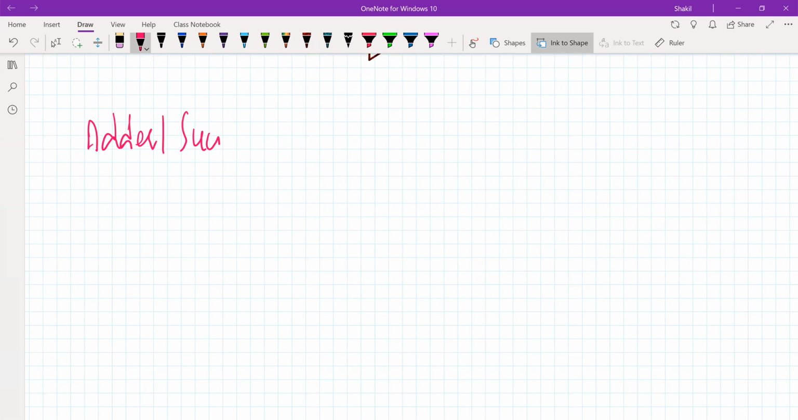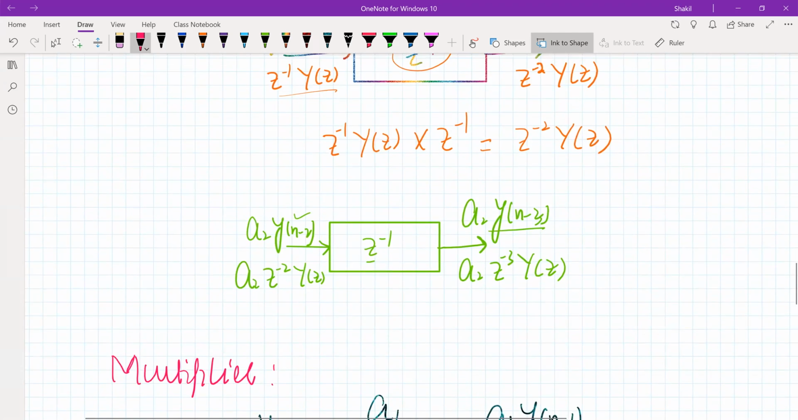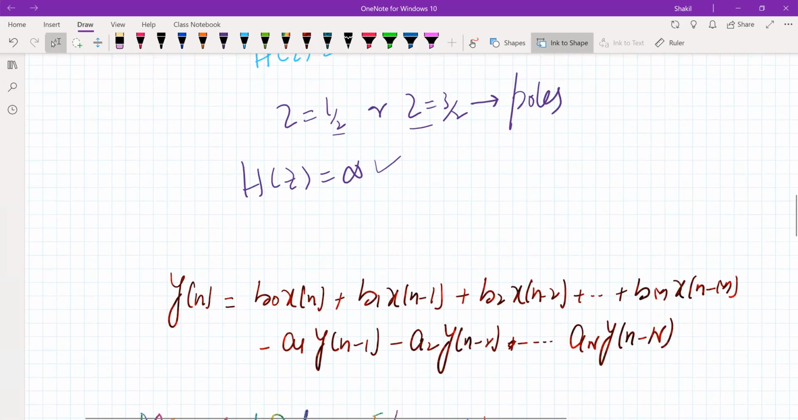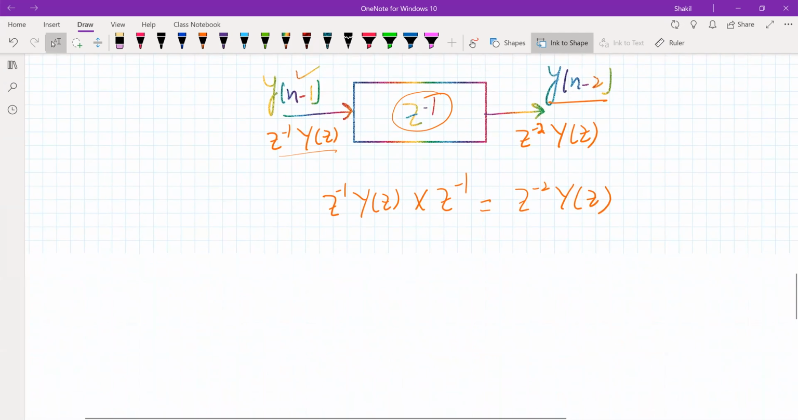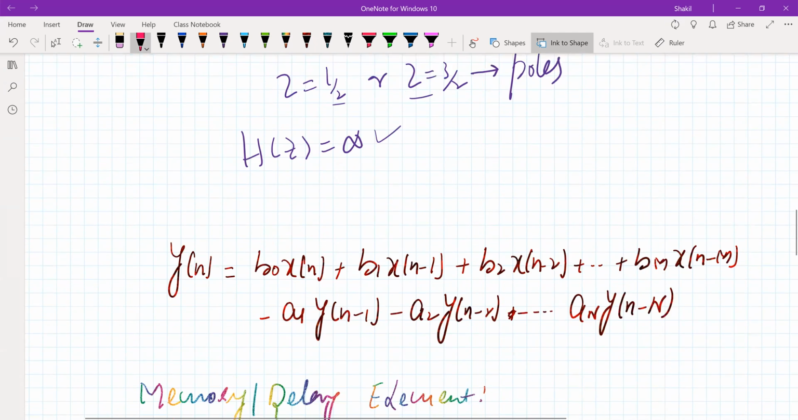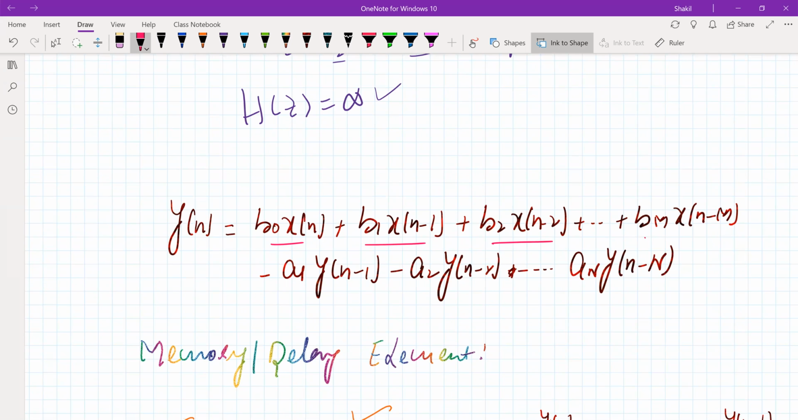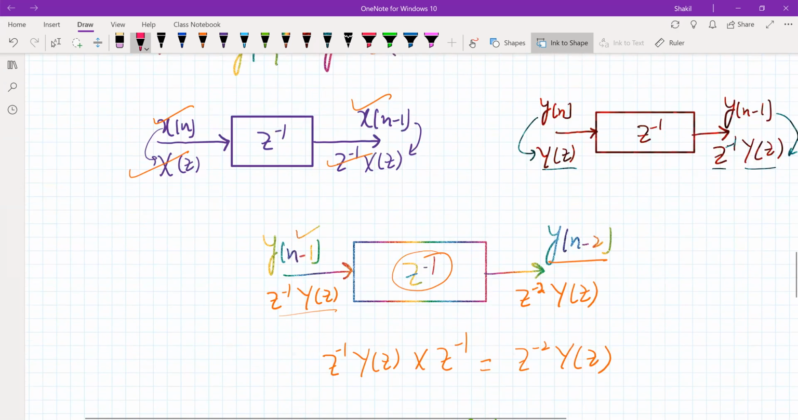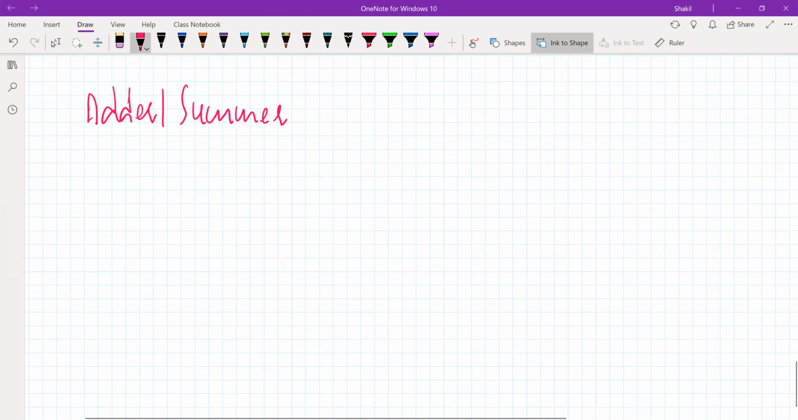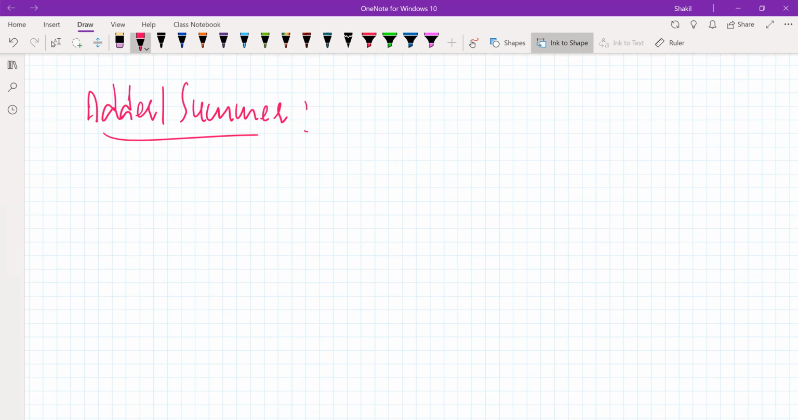The adder or the summer is needed to realize this difference equation. Please pay attention to this. Why am I showing you these components? Because to realize this discrete time system, which is described by this difference equation, I need to have these components. That's why I'm showing you these components. All right. So the next component that I require is the summer.